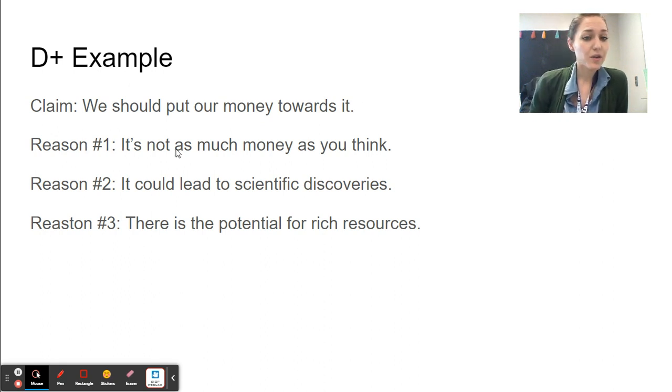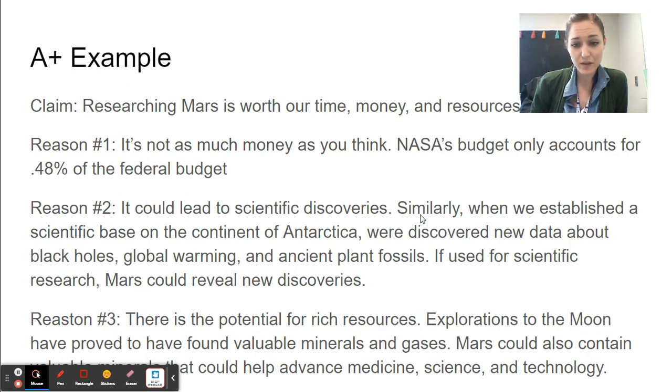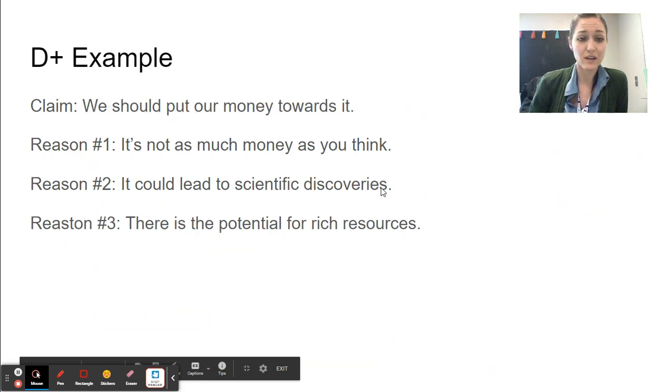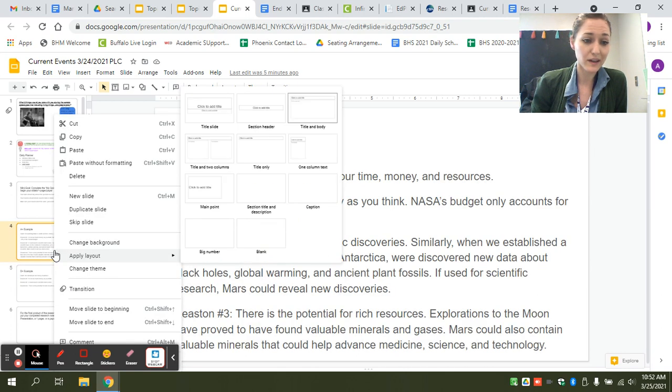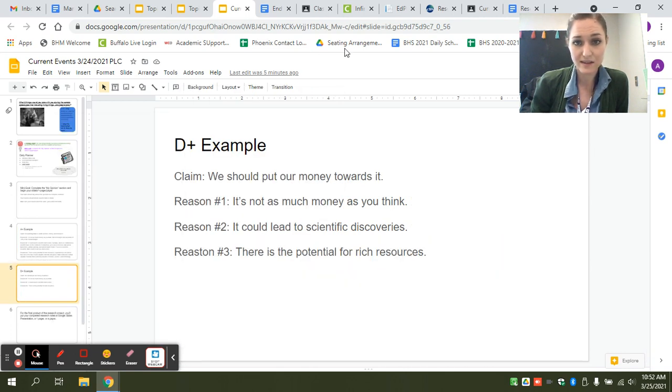And their reasons are the same. Those are all good reasons, but they're just lacking those details that were in the A+ example. So make sure that your My Opinion section looks more like this and less like this.